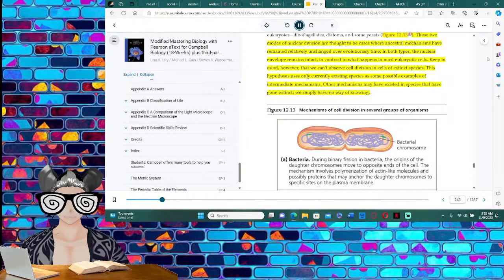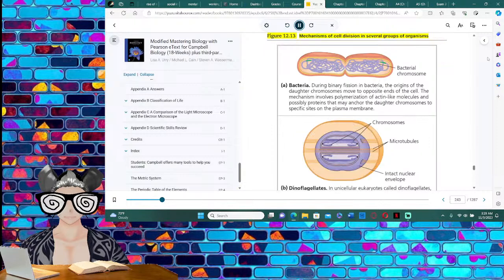Keep in mind, however, that we can't observe cell division in cells of extinct species. This hypothesis uses only currently existing species as some possible examples of intermediate mechanisms. Other mechanisms may have existed in species that have gone extinct; we simply have no way of knowing.